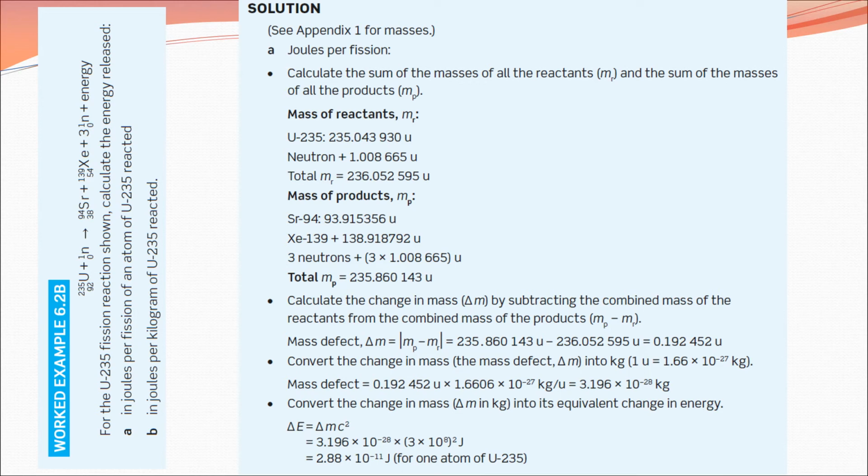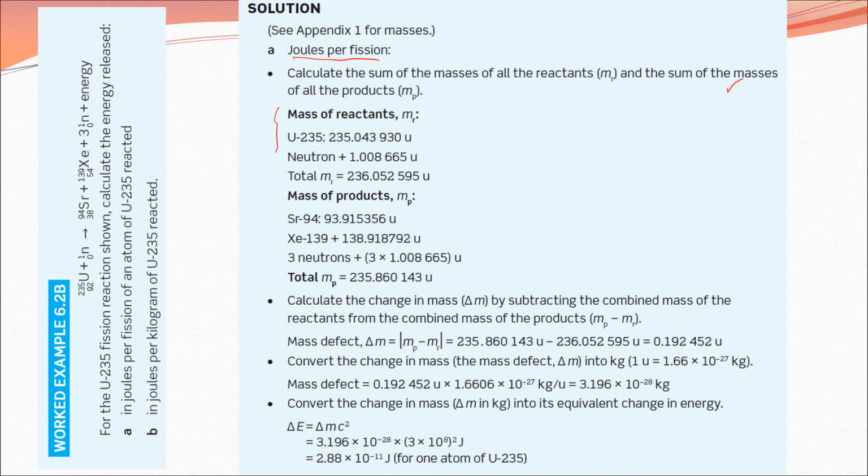So on this slide, we're just stepping through those processes that we had on the previous slide. That's why I suggested writing it down would be a great idea. Part A, we're calculating the joules per fission event. So calculate the sum of the masses of all the reactants and the masses of the products. And in this first bit here, we're doing the mass of the reactants. And if you're not sure about that stuff, you either get it from a table or you calculate it individually from each proton, neutron, and so on.